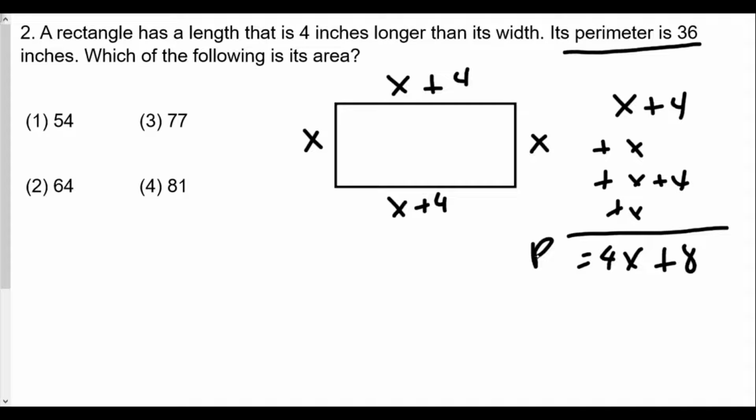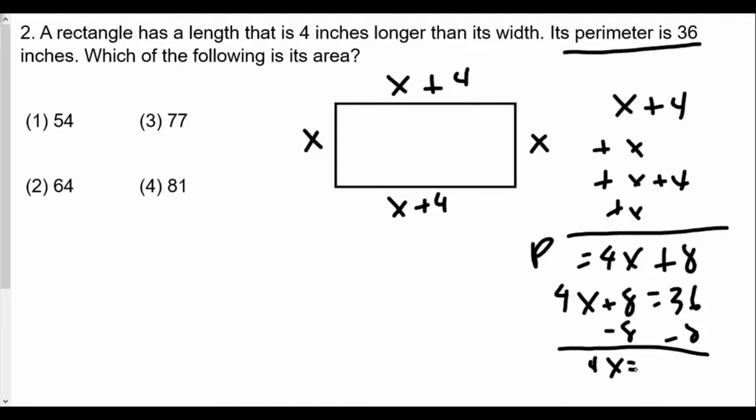And we're told in this case that's 36. So we have 4x plus 8 is equal to 36. Subtract 8 from both sides. 4x is equal to, I guess, 28. That means x equals 7.